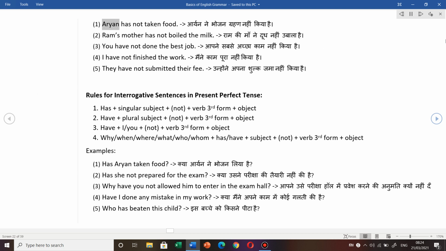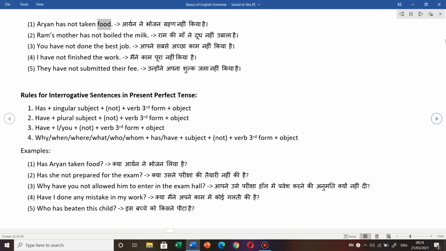Examples. Aryan has not taken food. Ram's mother has not boiled the milk. You have not done the best job. I have not finished the work. They have not submitted their fee.